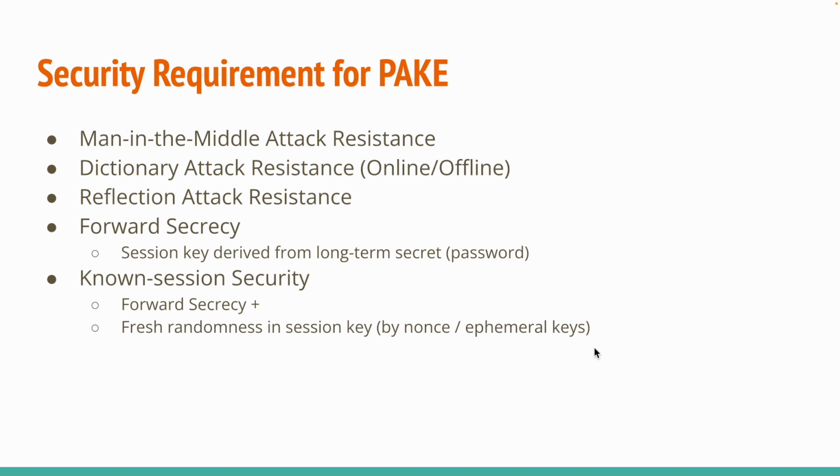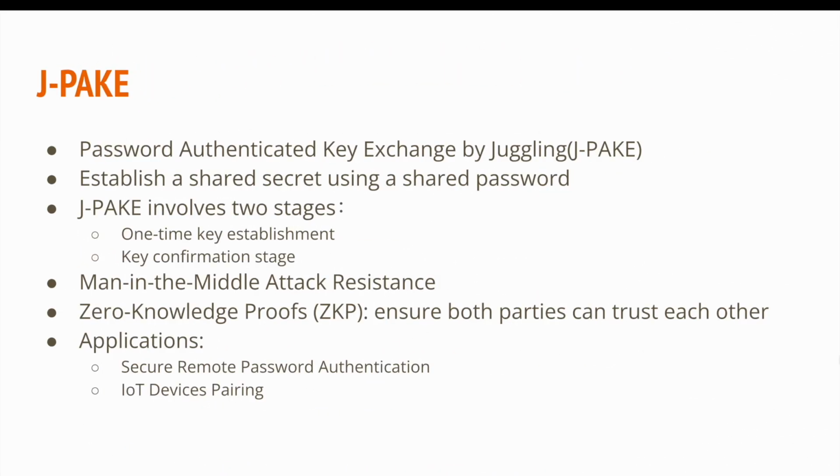Okay, now let's dive into a particular example, a well-known and well-established version of the PAKE protocol, the J-PAKE. In order to provide protection for the client's password, we'd like to introduce J-PAKE. J-PAKE stands for Password Authenticated Key Exchange by Juggling. It is a unique protocol that enables two communicating entities to securely establish a shared secret using a known shared password.